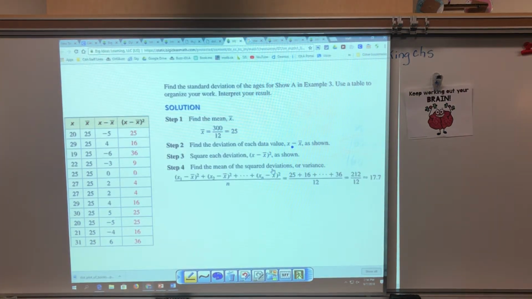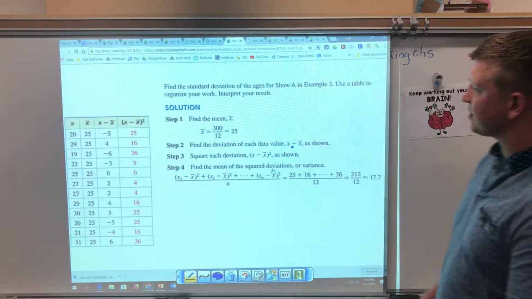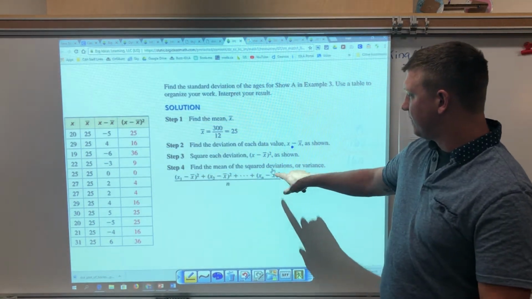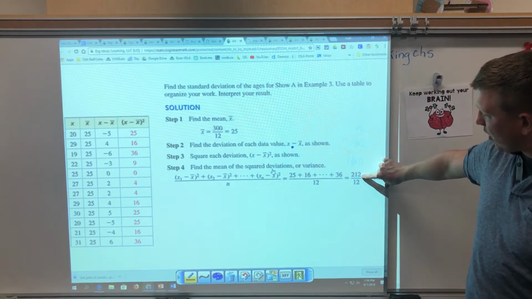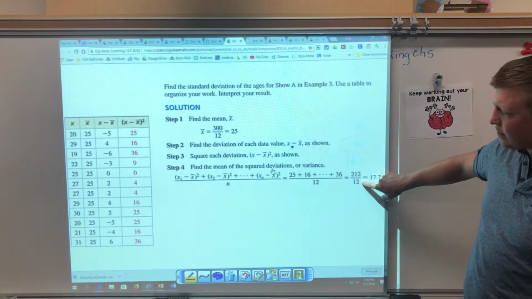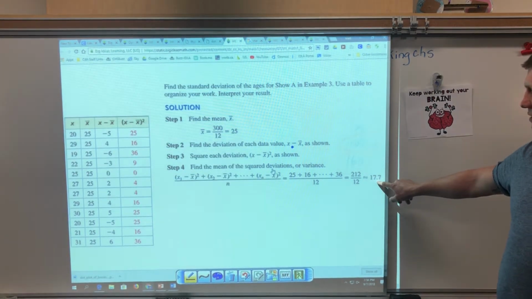Now what am I going to do? Now I'm going to add them all together, just like it said, summation. The summation means you're going to add them all together. And I get 212. 212 divided by 12 is going to be 17.7.